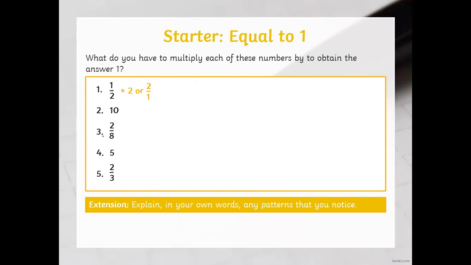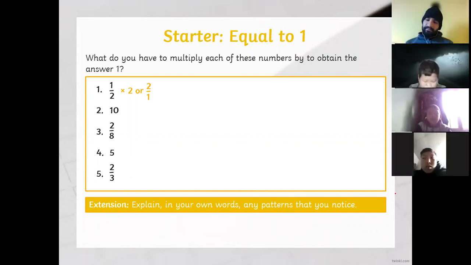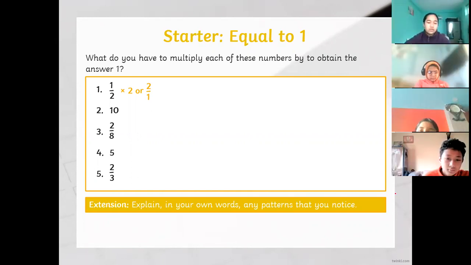And by what do you have to multiply this 10? Can you tell me? By what do we have to multiply this 10 to get the answer 1? Tell me, please. By what do you have to multiply? 10 should be multiplied by what? You can unmute and try it. Let's try.